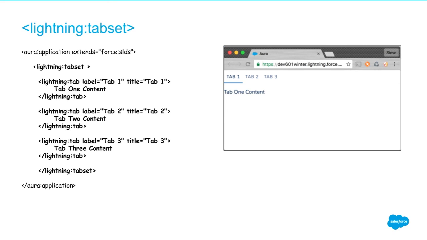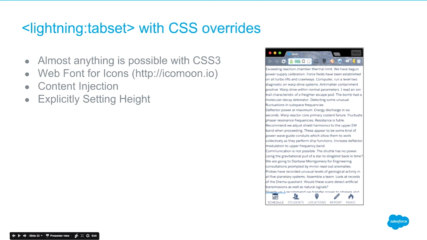Lightning tab set. So Lightning tab set is an awesome component. Really glad that it's there. And it gives you the Salesforce branding. The issue that I have with it is that in most traditional single page apps, the navigation on a phone form factor is going to be at the bottom. So keep in mind that anything is possible with CSS3.